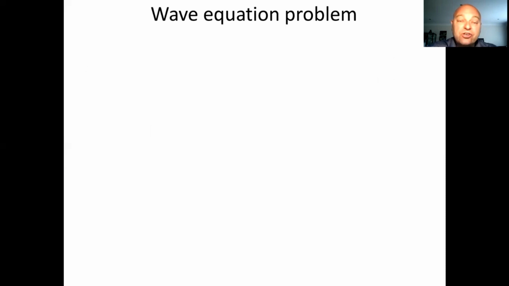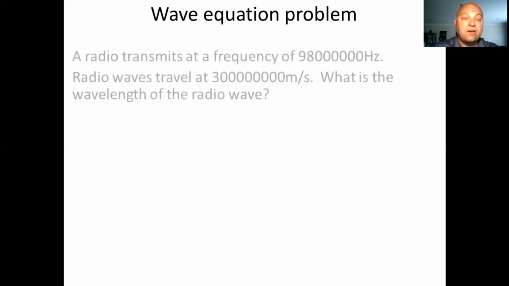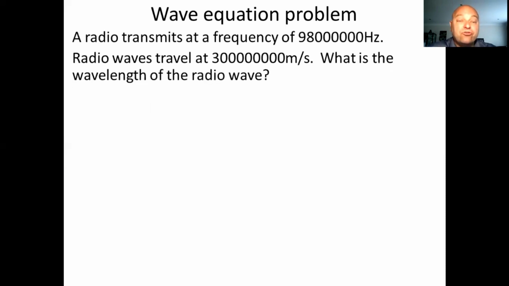Let's use our wave equation to do some problems. Here's our first one. A radio transmits at a frequency of 98 million hertz. Radio waves travel at 300 million meters per second. What is the wavelength of the radio?